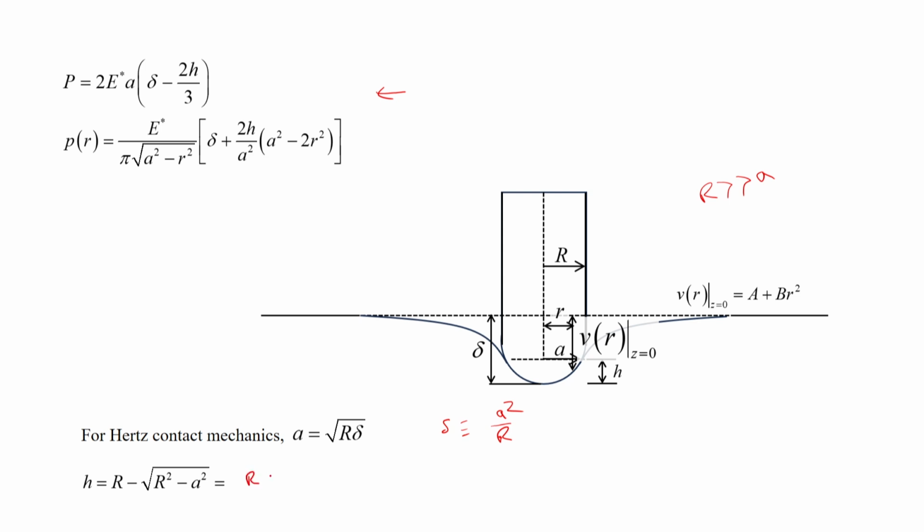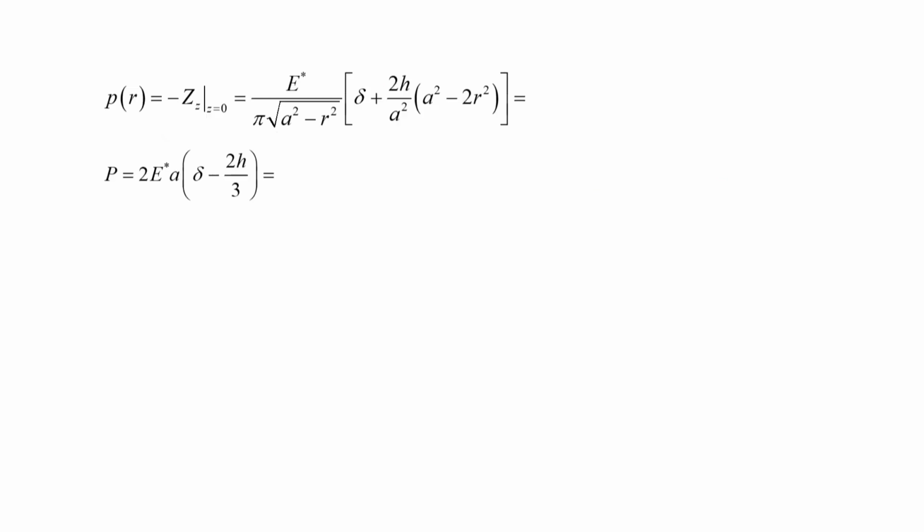So we can write h as R minus R into the square root of 1 minus a square by R square. This can be written as R minus R into 1 minus half of a square by R square, which is equal to a square by 2R. So h can be written as a square by 2R, and we can substitute these expressions: delta equal to a square by R, and h equal to a square by 2R.